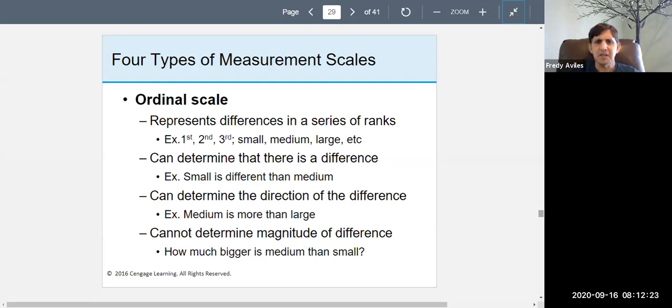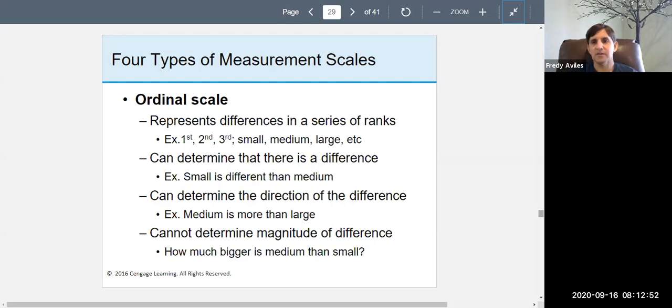So an ordinal scale represents differences in a series of ranks, okay? So things are in order. First, second, third, small, medium, large, right? Some of these, like small, medium, large, sound like categories. So you think that would be a nominal scale, but it's not a nominal scale because it's in a certain order, small, medium, large. It's not just Black, white, Latino, Asian, right? That's nominal, okay? Here, they're in a certain order, small, medium, and large, okay?